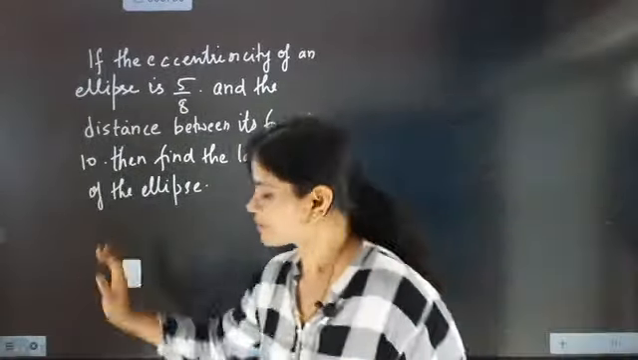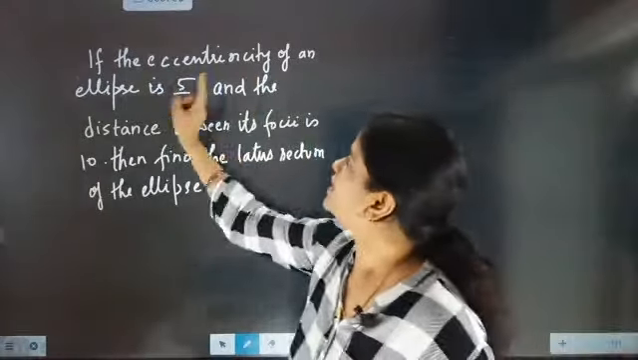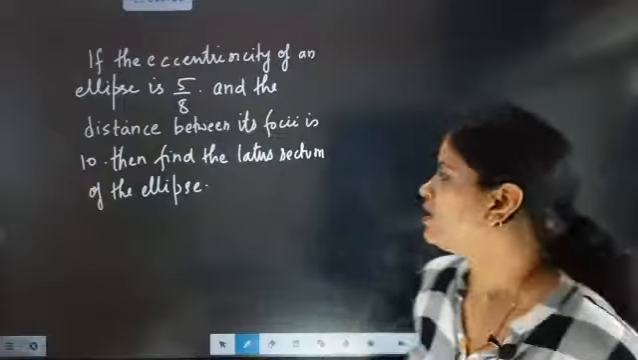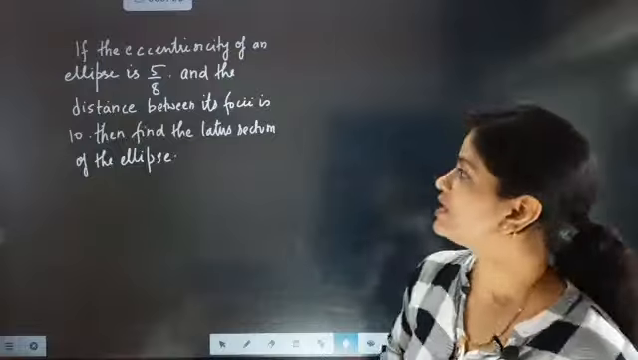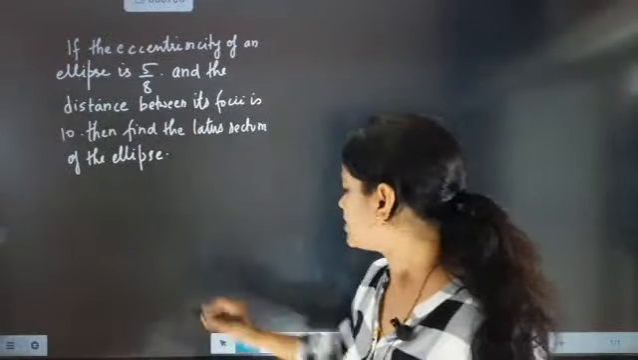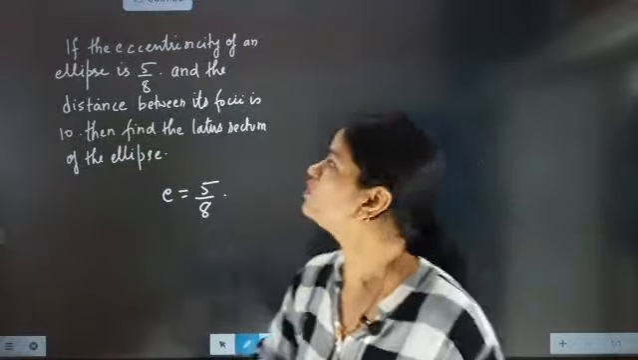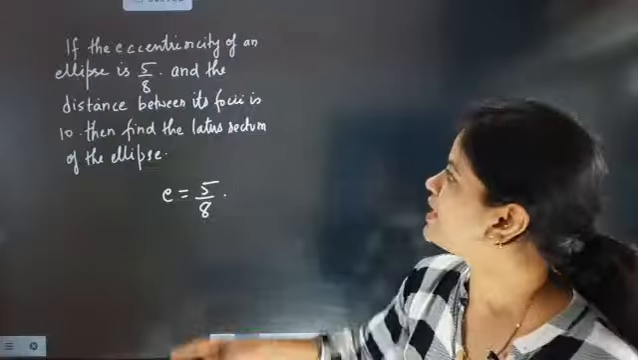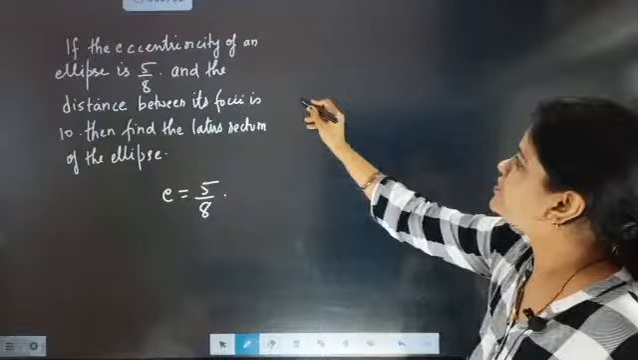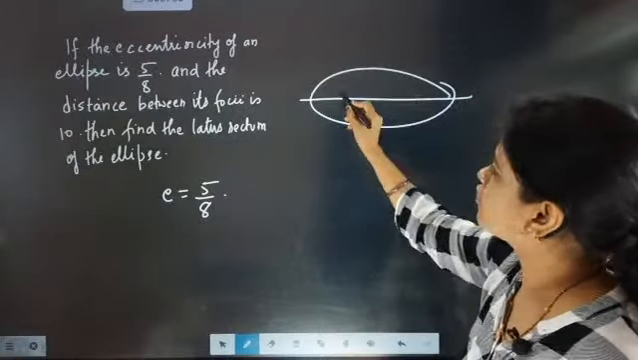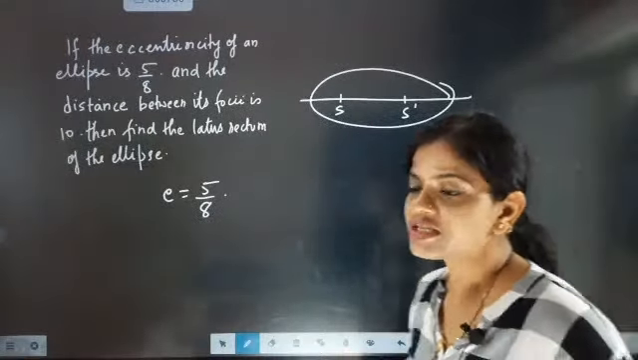I'm going to start. Now look here, Pooja. Today's question is, if the eccentricity of an ellipse is 5 by 8. Beta, these types of questions are very, very important for the coming examination. If the eccentricity is 5 by 8 and the distance between its foci is 10, then for the ellipse there will be two foci, S and S dash, and the distance between the foci is given.